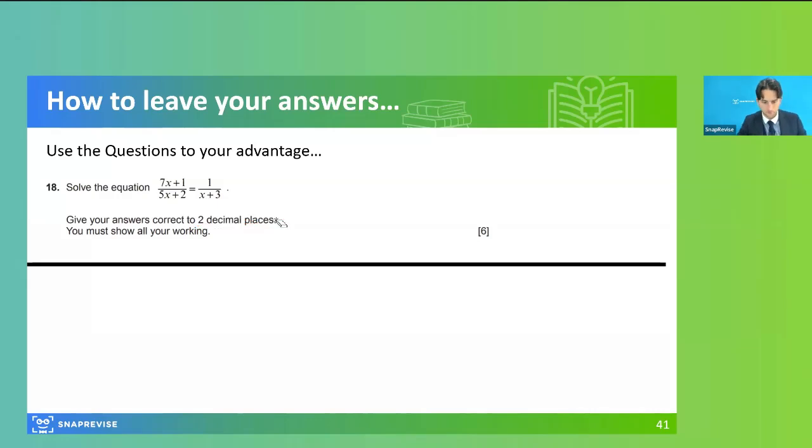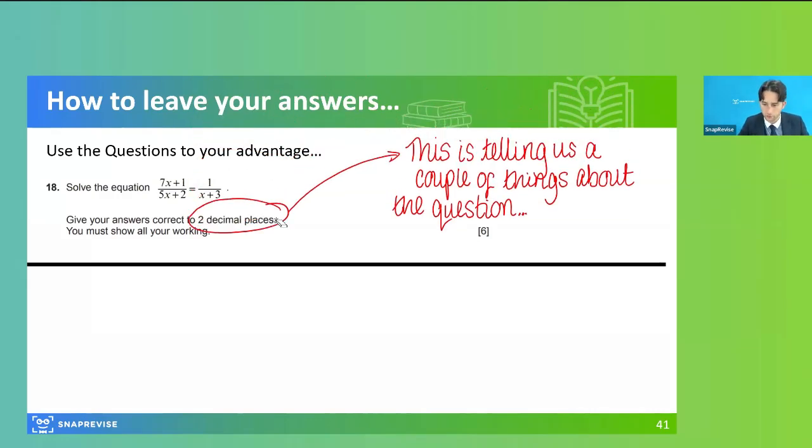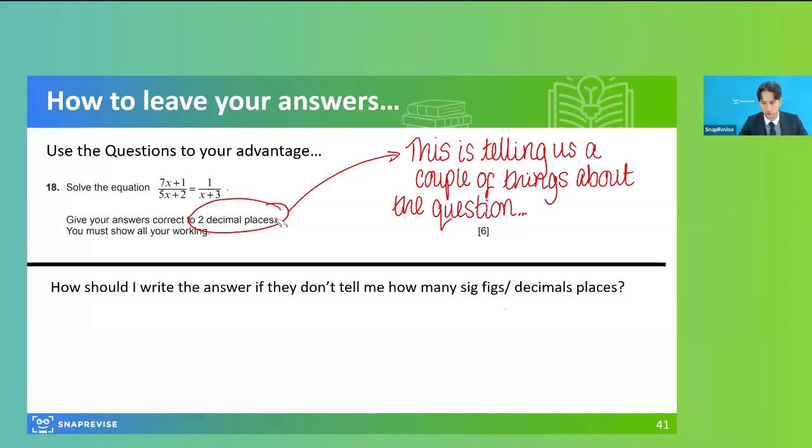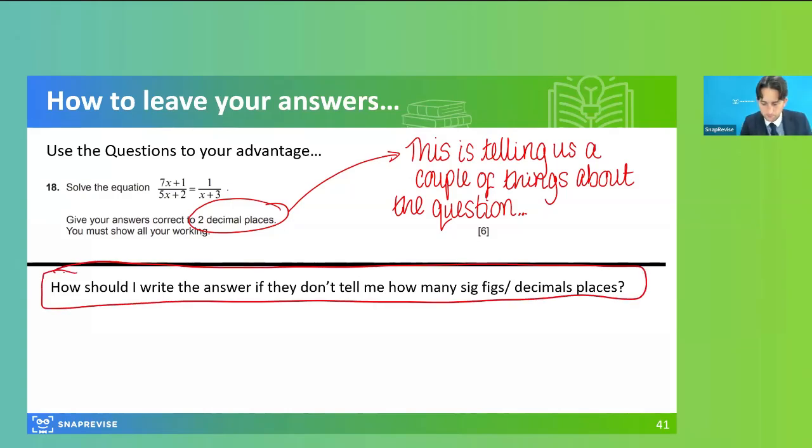Okay. So that's how you can use the question to your advantage. The other thing I would say, I think I was looking ahead. That threw me off. This thing here, I get a lot of students asking me, "Oh, sir, what do I do if it doesn't say how to give the answer and it's a horrible decimal?"